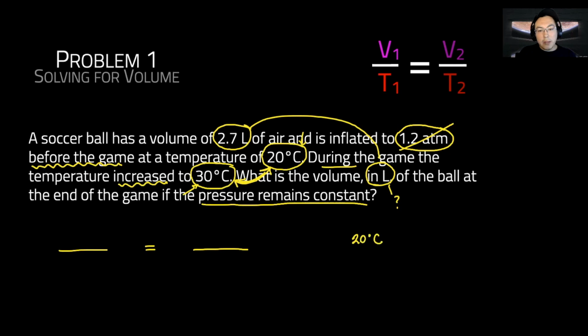We shall not use Celsius any time during our equations. So we need to change these into Kelvin, right? We add 273.15 to each of these amounts. So 20 degrees Celsius is 293.15 Kelvin, and 30 degrees would be 303.15 Kelvin. So this is going to be temperature 1, and this is going to be temperature 2.